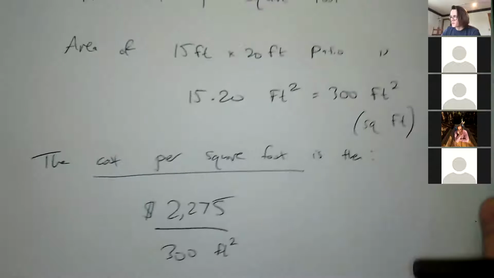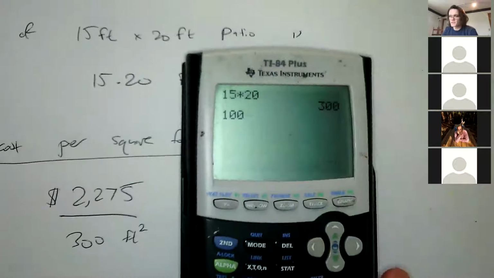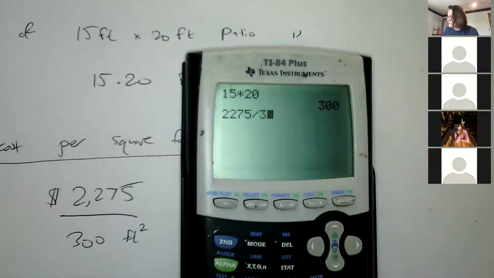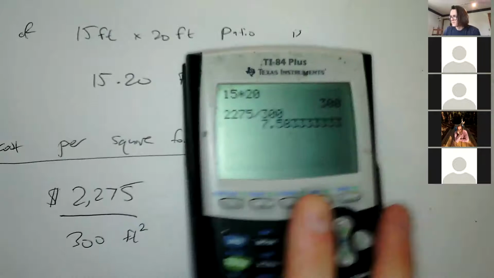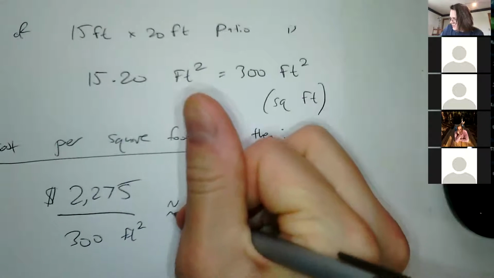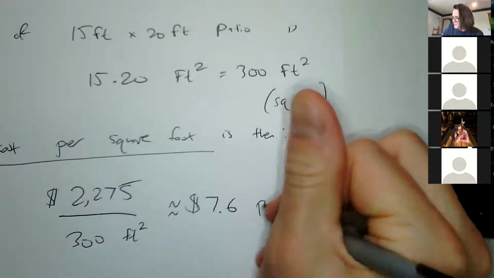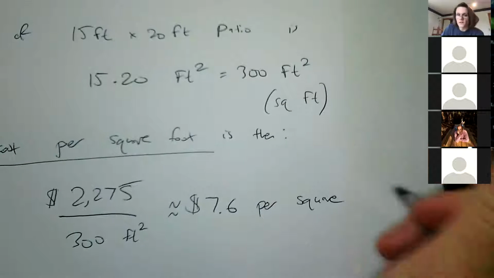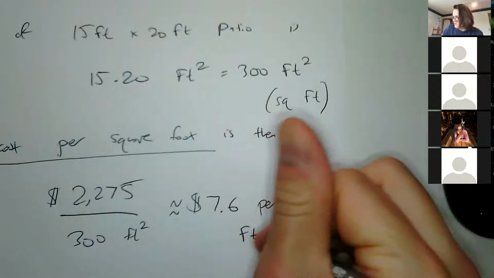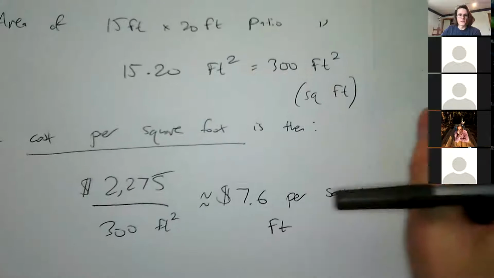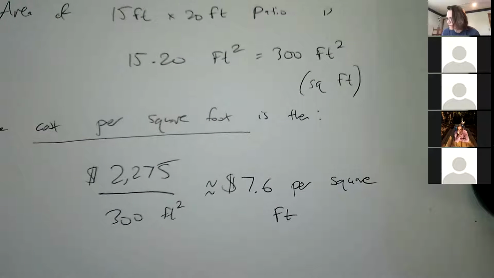And what do I get? You just plug that in your calculator. Let's see, there we go. So 2,275 divided by 300. You get about 7.6. So again, you can round whatever you like, but it's 7.6. It's dollars per square foot. All right. So any questions how you've been doing this so far?